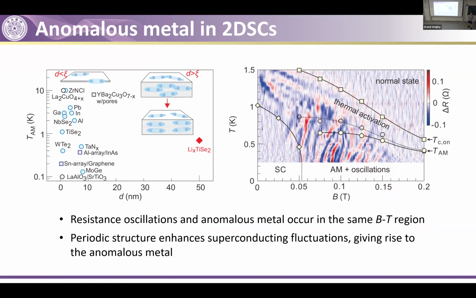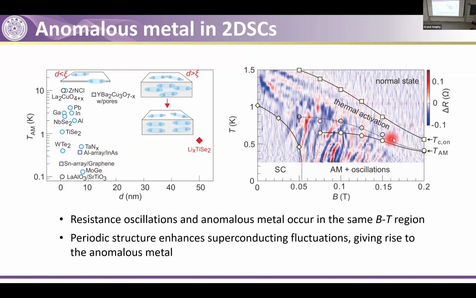So what is the connection between the anomalous metal and the resistance oscillations? We think that when we have a 50 nanometer thick sample, we actually suppress the superconducting fluctuations. Each superconductor has strong superconducting fluctuations, but when we go to 50 nanometers, we may suppress this. However, once we form these periodic structures, that can enhance them because they cut the superconducting region into different puddles. So it can enhance the fluctuations again.